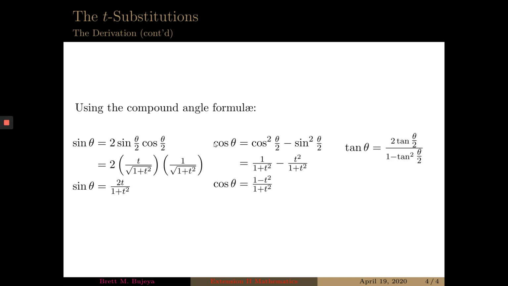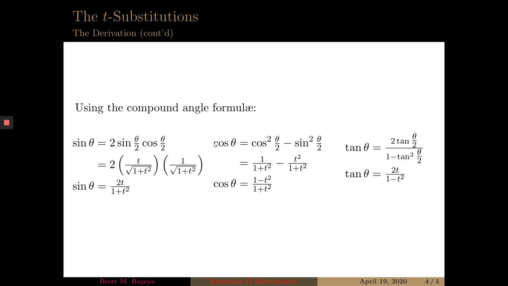And similarly for tan theta, wherever I see tan theta on 2 here, I can just replace that with a t. So that gives me my 3 trig ratios in terms of t. That completes how you derive them.